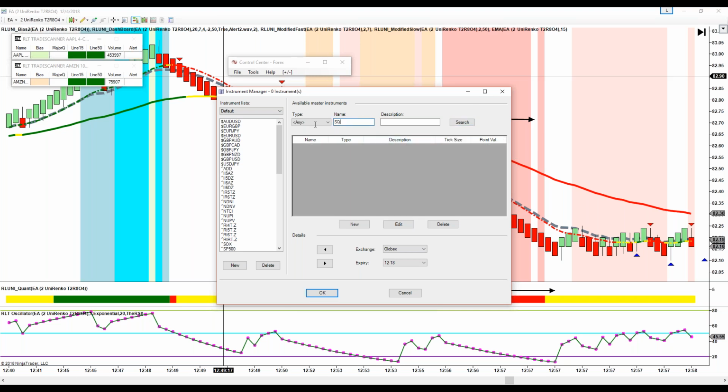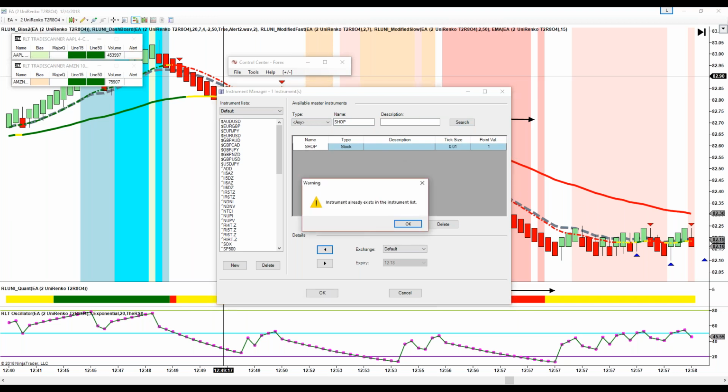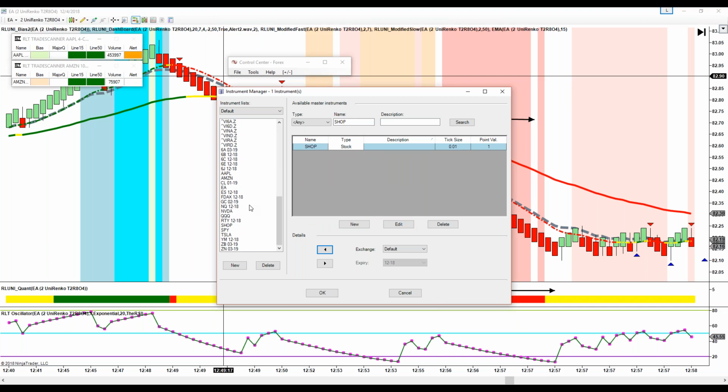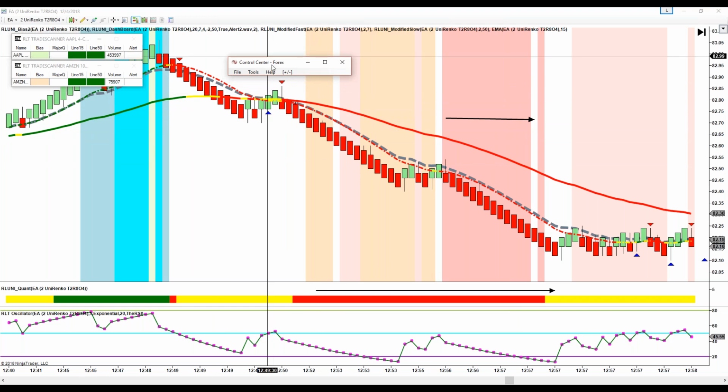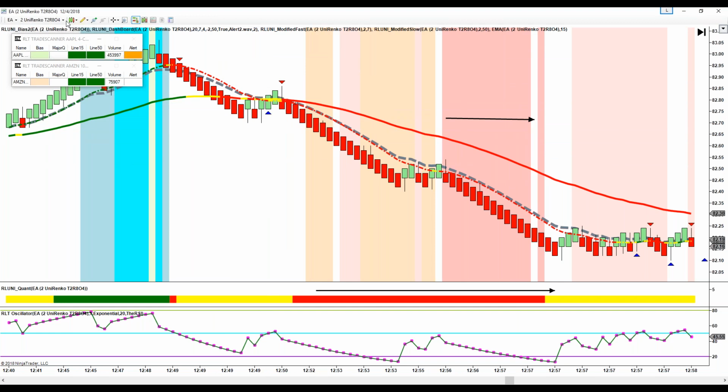It's not coming up. Hold on. You know what? I'll look at Shopify. I really like Shopify. I've traded it a few times. Oh, it says the instrument already exists. I don't believe it. It is there. Okay. Actually, you know what I'm going to do? I'm going to show you the Qs. The Qs are terrific to trade. And then I can show you Shopify, and then I'll answer any questions.